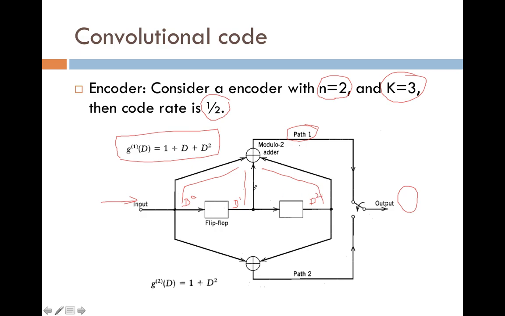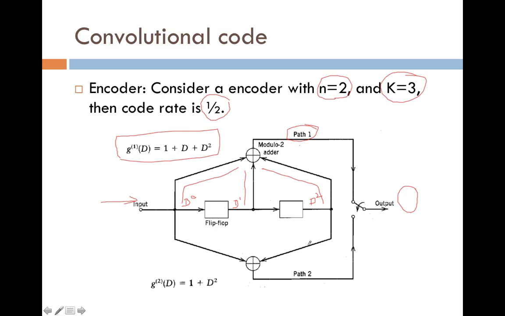Now we have to find the coefficients of d power 0, d power 1 and d power 2 using the connections. If a connection exists, then the coefficient value is 1. If a connection does not exist, then the coefficient value is 0. When taking path 1, there is a connection between the modulo-2 adder and all the stages of the flip-flops. Hence the coefficients of d power 0, d power 1 and d square are all 1. So the first generator polynomial g1 of d is equal to 1 plus d plus d square.